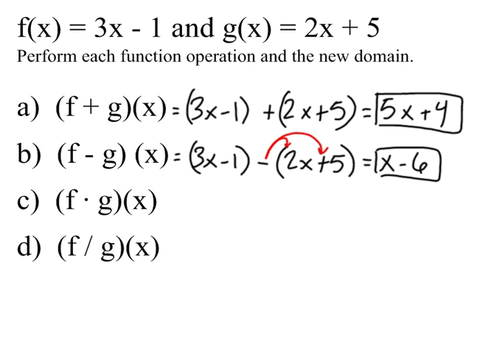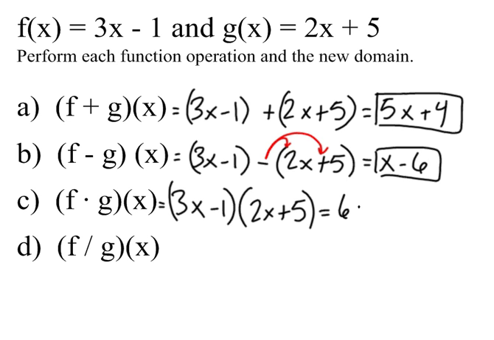F times g of x would mean you take the first function, f, 3x minus 1, and we're going to multiply this time. Multiply it by g, 2x plus 5. This is just FOILing. We've done lots of that this year. We end up with 6x squared, 13x, and negative 5.